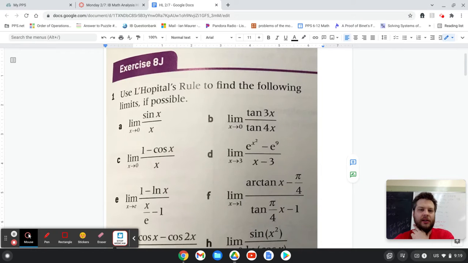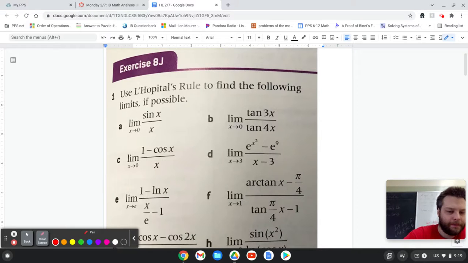So right now we've got L'Hopital's rule, and the basic idea is that you try to evaluate the limit by substituting, and if you obtain an indeterminate form, which means either 0 over 0 or infinity over infinity, then you could take the derivative of the numerator and denominator and try to recompute the limit. We're not doing the quotient rule. We're not taking the derivative of the fraction. We're just taking the derivative of the numerator and the denominator as separate functions. So I'll just do a couple here.